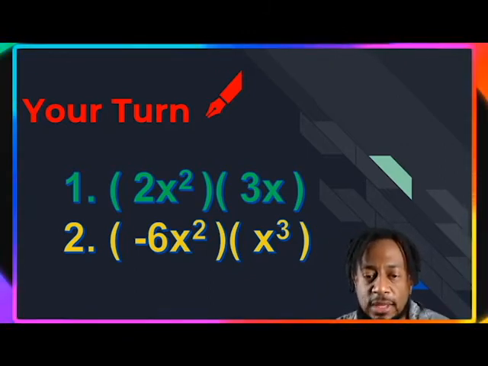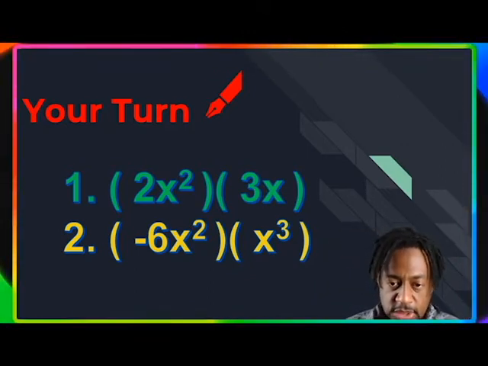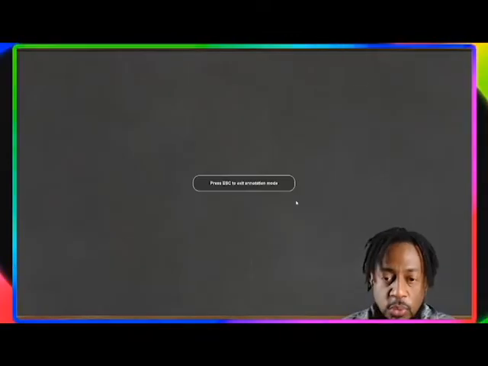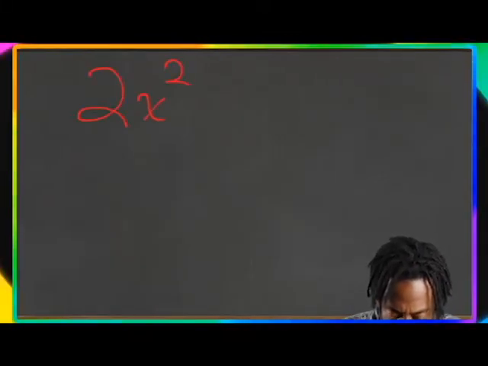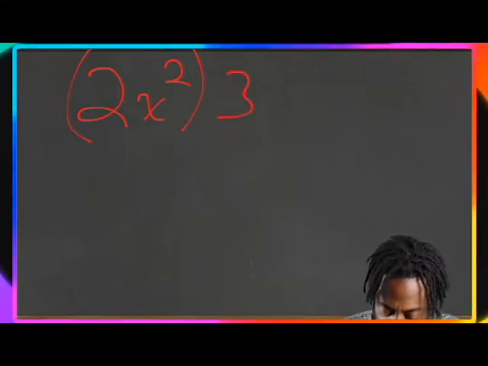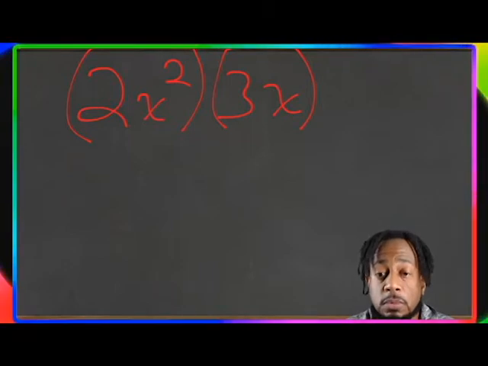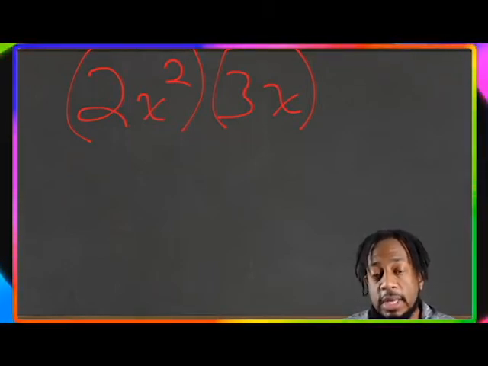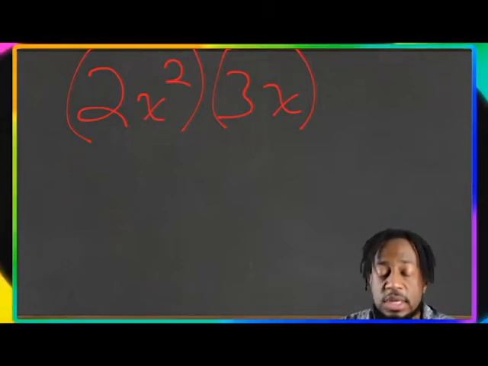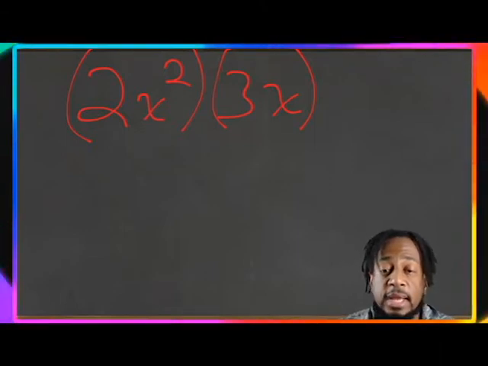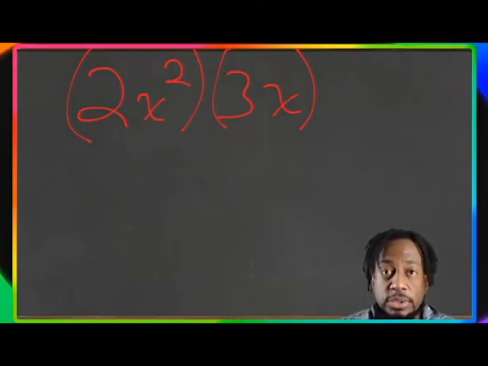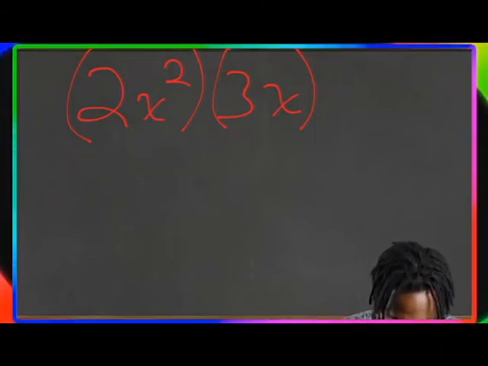All right. Welcome back. Now, we're going to take these terms and we're going to work them out. So, the first one was 2x squared times 3x. All right. Let's expand them so you can see what's going on. And then once you learn how to expand and do it without expanding, then you're good to go. Okay?